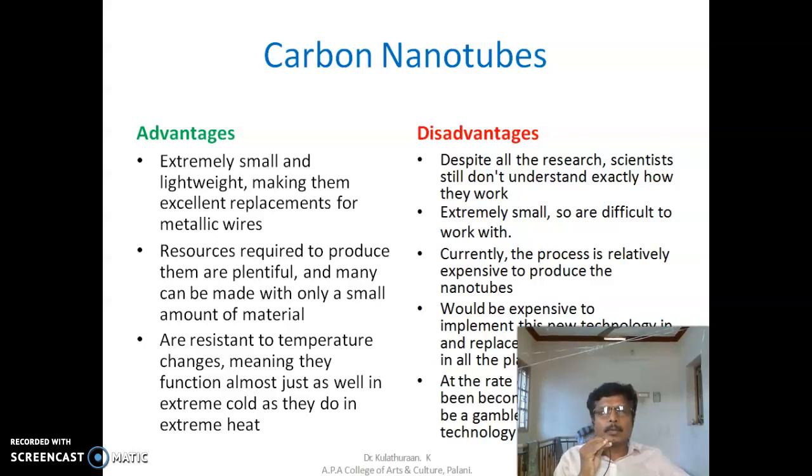Then another one is the disadvantage of carbon nanotubes. Despite all the research, scientists don't understand exactly how they work. They are extremely small, so they are difficult to work with. Currently, the process to produce the nanotubes is relatively expensive. It would be expensive to implement this new technology and replace the old technology in all the places that we do. At the rate technology has been becoming obsolete, it may be a struggle to get a return from this technology.